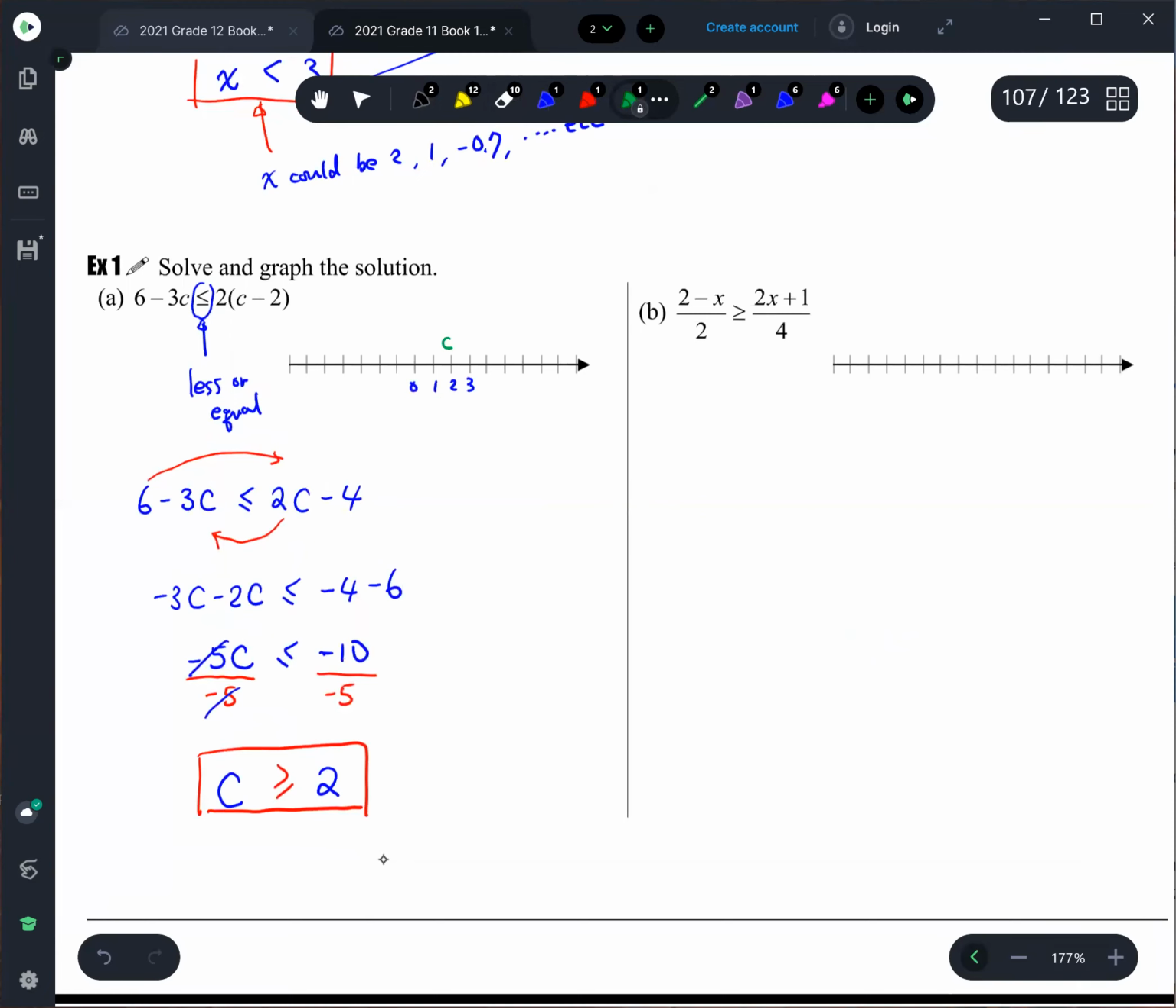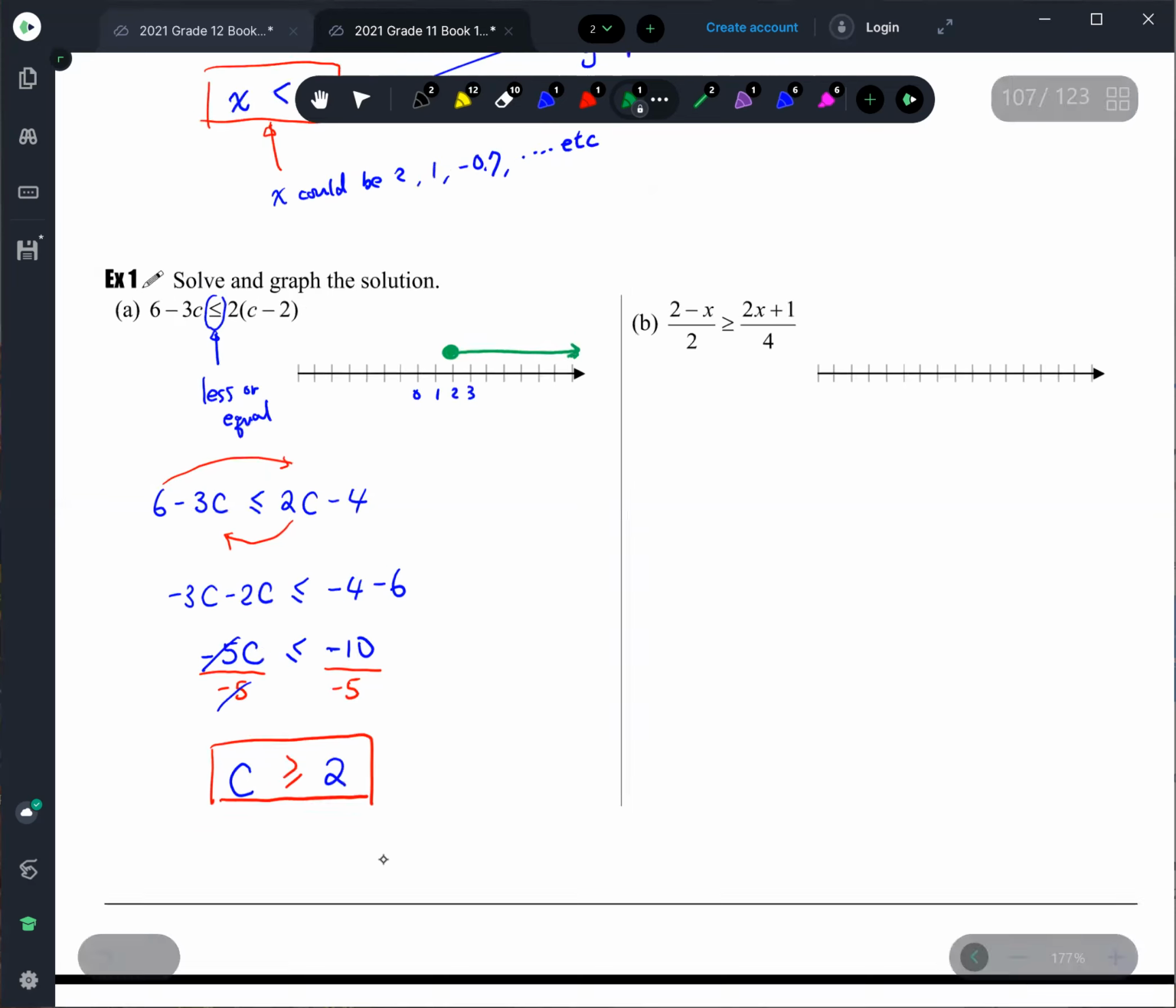So we put a circle there, at 2, but because it says it could be equal, we fill it in. Bigger than 2, so it has to go to the right side. 3, 4, 5, 6, 7, right? So that's your answer. Okay. Any questions here?